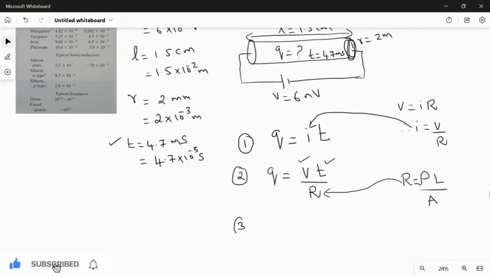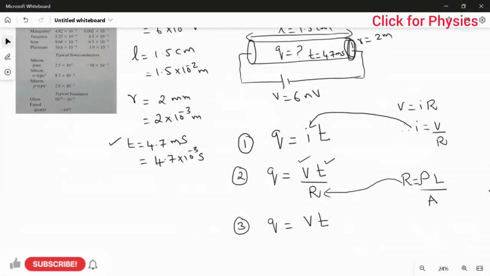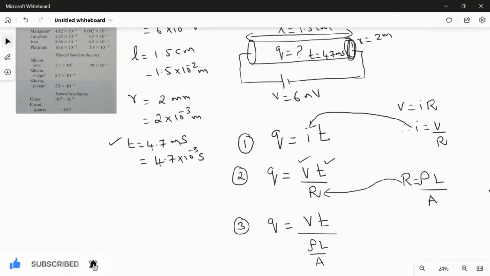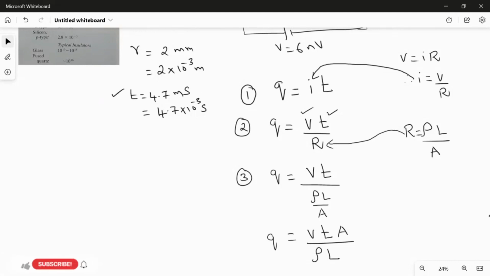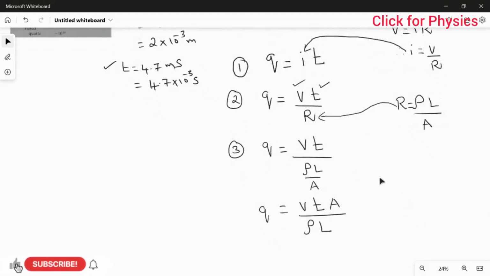If you substitute, again our main equation will be modified as Q equal to potential multiplied by time divided by rho L over area. But this area will go to the top of the equation. Am I right? So by that, your equation will be Q equal to potential V times time times area divided by the resistivity multiplied by length. So this is our modified equation, right? Now, again, we are going to see the information.